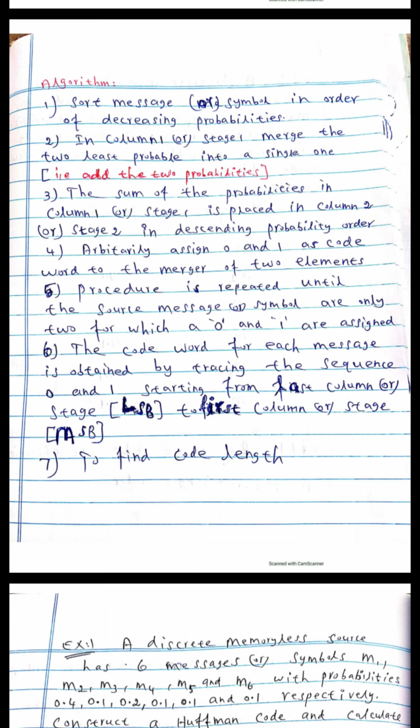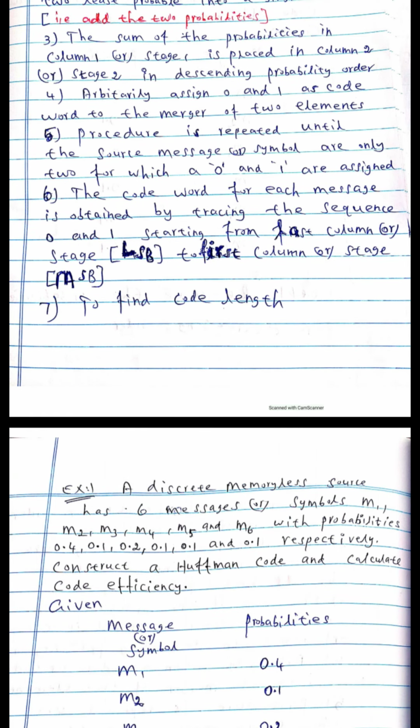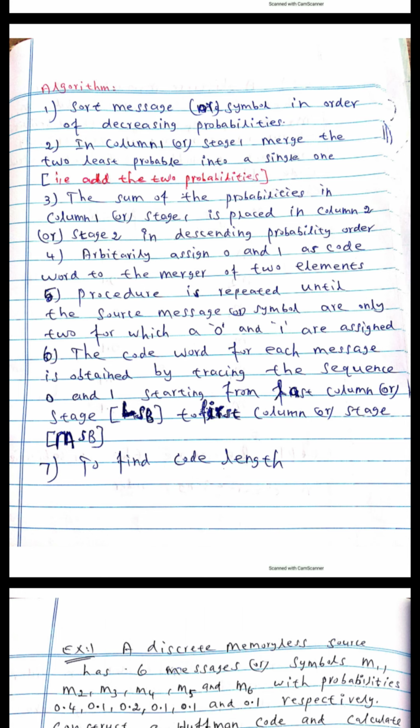Next, step 5, the procedure is repeated until the source messages or symbols are only two, for which 0 and 1 are assigned. Next step, the code word for each message is obtained by tracing the sequence of 0 and 1 starting from the last column or stage, that is the LSB bit, to the first column or stage, that is the MSB bit. Next step, the last one, find the code length. So these are the algorithm for the Huffman coding.